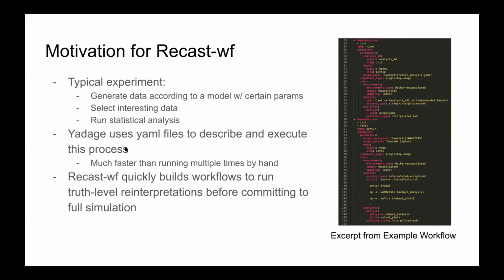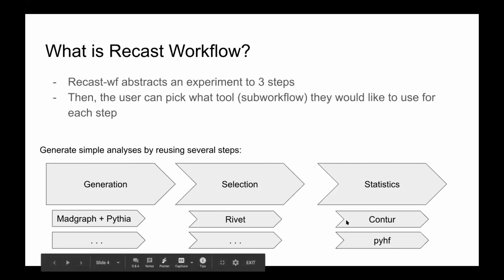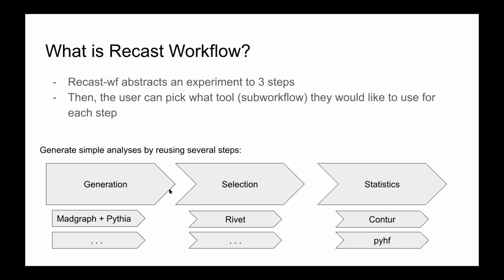And the idea is we can do this for truth level reinterpretations, which are faster to run and simpler to develop than running a whole full simulation. So you can quickly check results to see if this is a promising area of study. What Recast workflow does is abstract that experiment into 3 different steps: generation, selection, and statistics. You have options for tools for each step, and you can pick which ones you want to use. It will build the workflow file for you, which often tends to be very long.